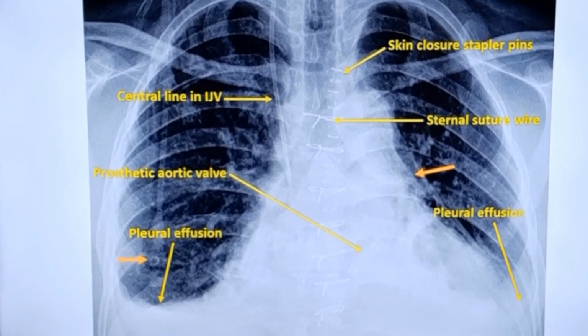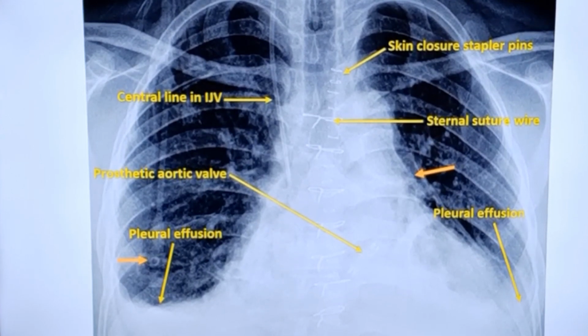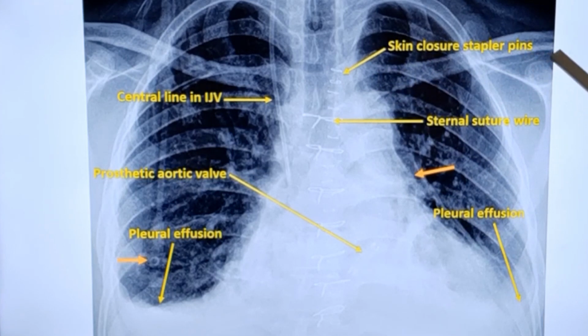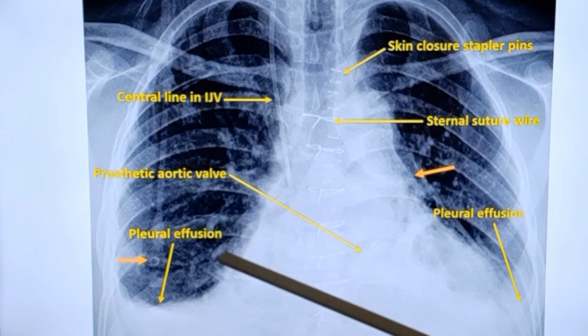I'm sure you would have made out most of the findings, even though only a short period was provided for viewing the unlabeled X-ray. The most obvious finding is the sternal suture wires. Then you can see the skin closure stapler pins here, a small pleural effusion in the left costophrenic angle, which requires a little more observation. This is a little more of pleural effusion, more easily seen on the right costophrenic region.